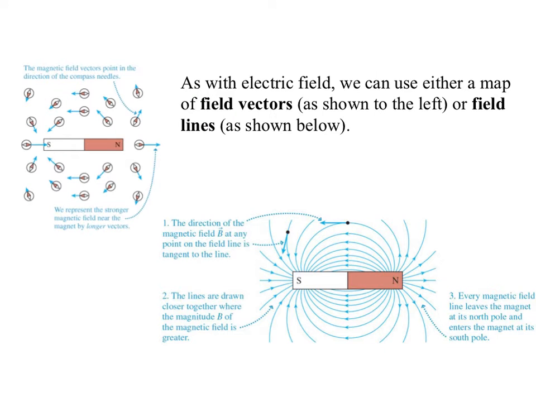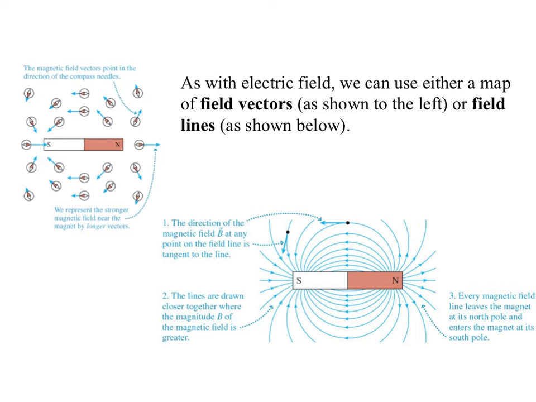As with electric field, we can use either a map of field vectors as shown on the left, or a map of field lines as shown below. Field vectors just point the vector in the direction that the compass is pointing, and we, by convention, will start the dot of the vector, the end of the vector, at the middle of the compass. And the length of the vector would, of course, represent its strength, as usual. So we see stuff like this.